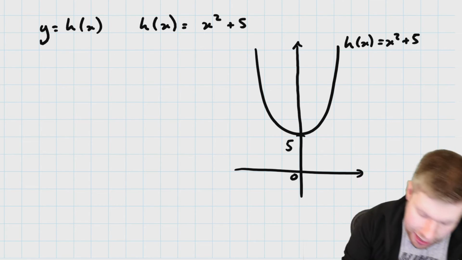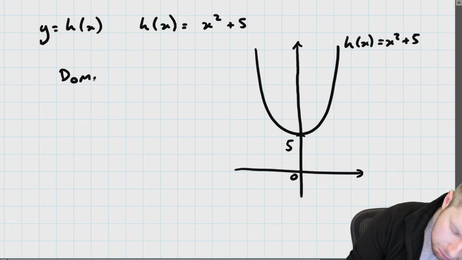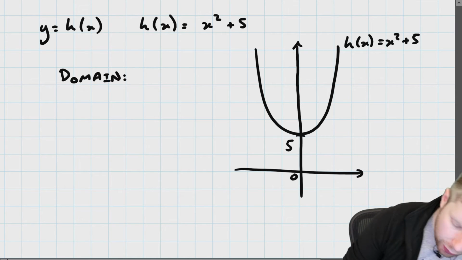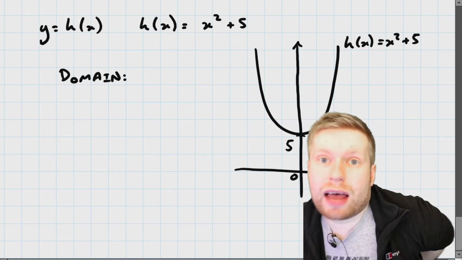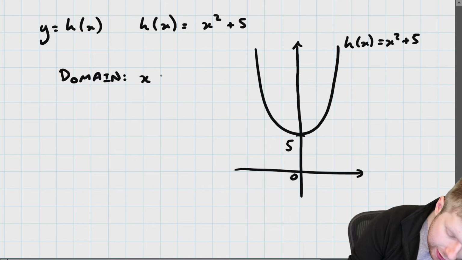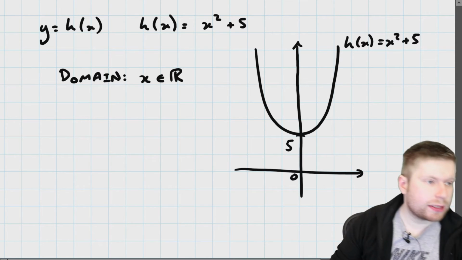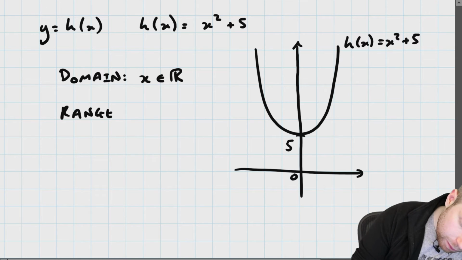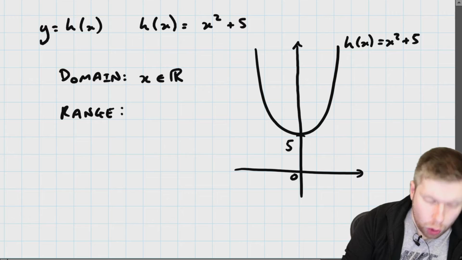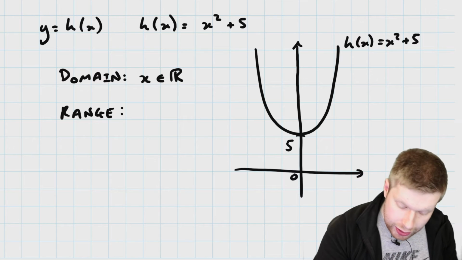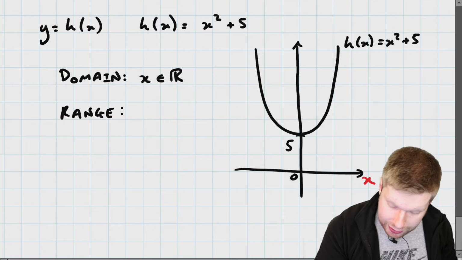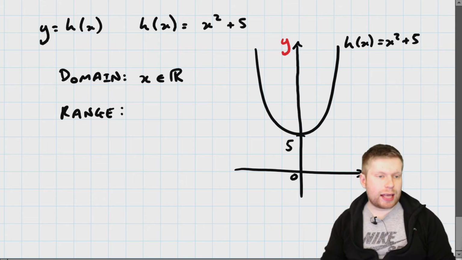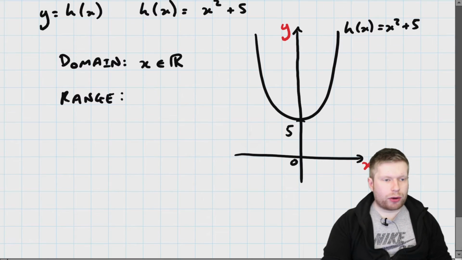Can I stick any real value in for my domain? Yes, I can. I can take any real value I like. I'll always be able to square it and then add 5, okay? So in this case, my domain is any real value of x, okay? But just have a look at the graph to see what my range is doing. Well, just remember that my range is always dealing with my outputs. So in this case, my inputs are x and my outputs are y. So there's my x and there's my y on my graph, okay?